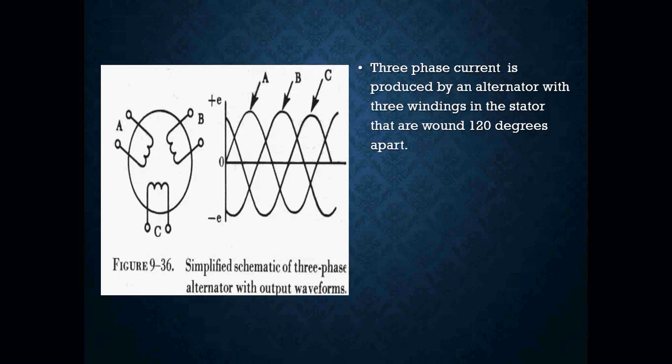Three-phase current is produced by an alternator with 3 windings in the stator that are wound 120 degrees apart. So each one of these legs, A, B, C, is 120 degrees out of phase with each other. This is where we say that each one of our windings will operate at different time intervals, 60 times in 1 second. Which means 60 times in 1 second, one of these legs will technically become a neutral. But it happens so fast that we are not necessarily able to pick that up.